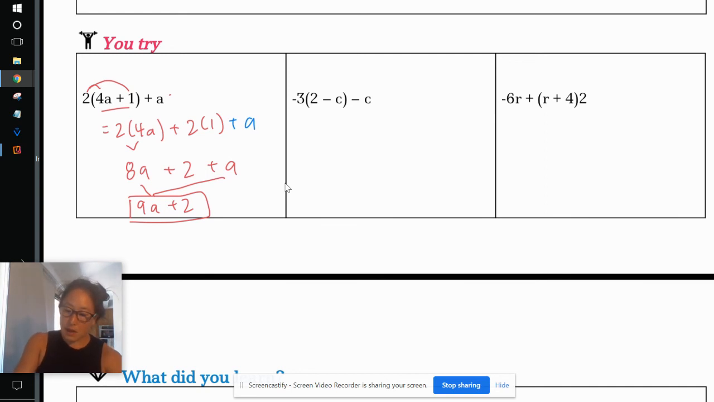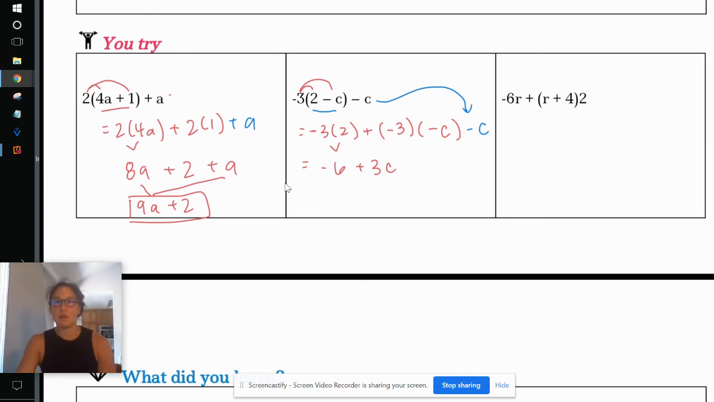All right, can I combine 2 minus c? Nope, so we're going to distribute. Negative 3 times 2. And then plus negative 3 times negative c. And then the c needs to come down. Okay, so combine. Negative 3 times 2 is negative 6. And then negative 3 times negative c is positive 3c. A negative times a negative gives me a positive.